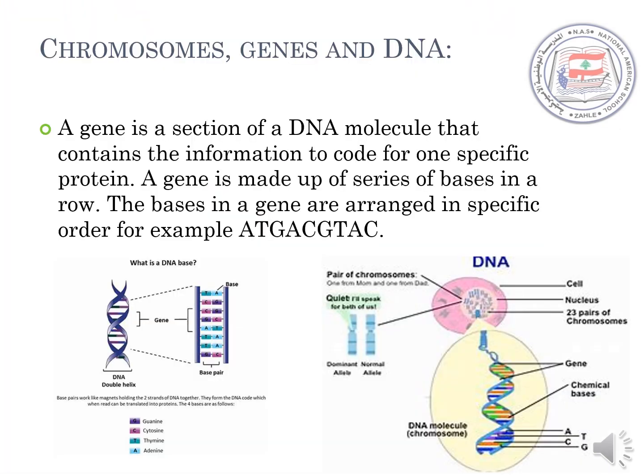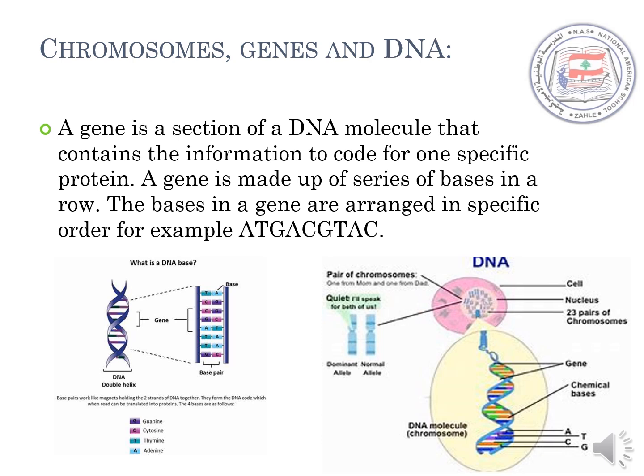Chromosomes, genes, and DNA. A gene is a section of a DNA molecule that contains the information to code for one specific protein. A gene is made up of a series of bases in a row. The bases in a gene are arranged in a specific order. For example, ATG, AC, GTAC is one code for a gene. So as you can see in the first figure, a specific code, or specific nitrogen bases in a row, form a gene.